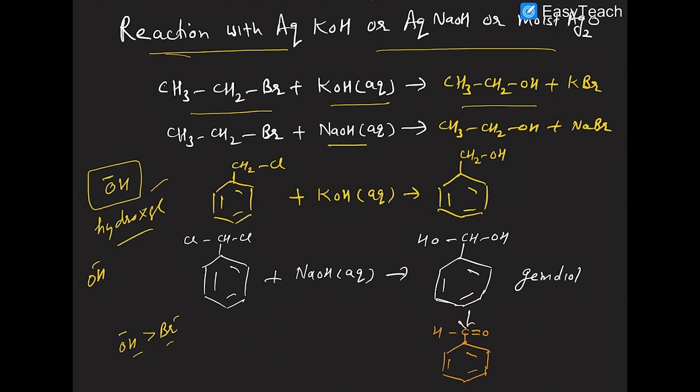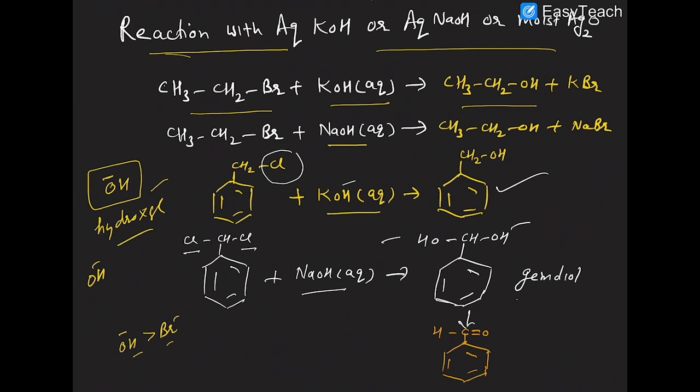Now if benzyl halide reacts with aqueous KOH, then Cl will be replaced by what? The Cl will be replaced by OH, and you have the formation of benzyl alcohol. Now if there are two chlorines on any carbon, that is called gem dihalides. So when a gem dihalide reacts with aqueous KOH or aqueous NaOH, both the halogens are replaced by OH.